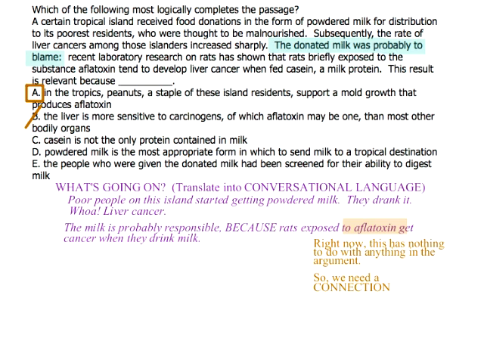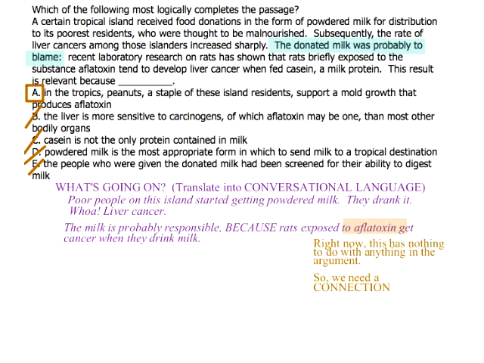C, we don't really care about other proteins, because if casein is the one that has the effect, then it is. And it has nothing to do with aflatoxin. D, powdered milk is the most appropriate form to send. That has nothing to do with aflatoxin. E, the people had been screened for their ability to digest it. That has nothing to do with aflatoxin. So we want A.